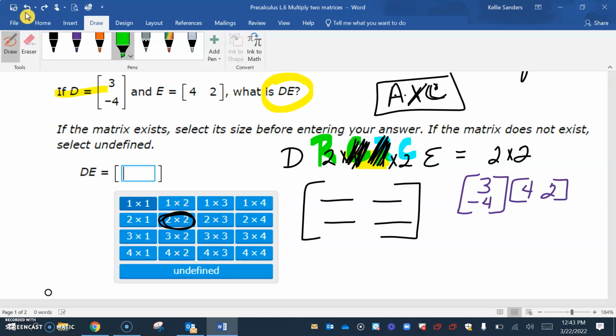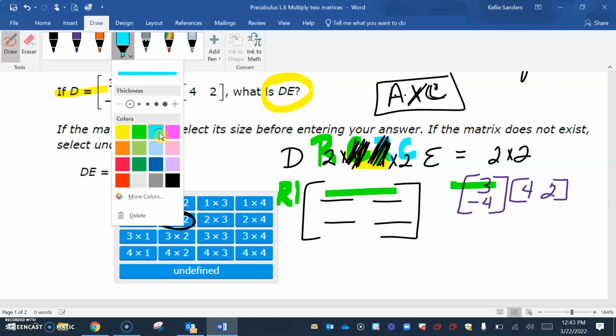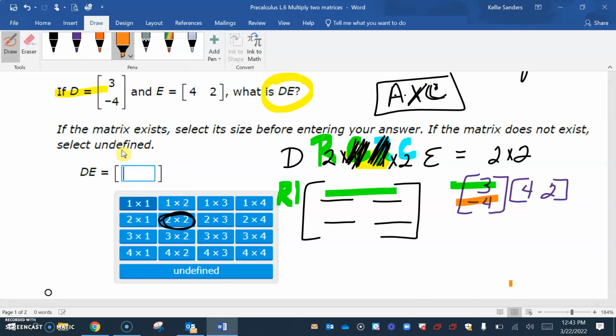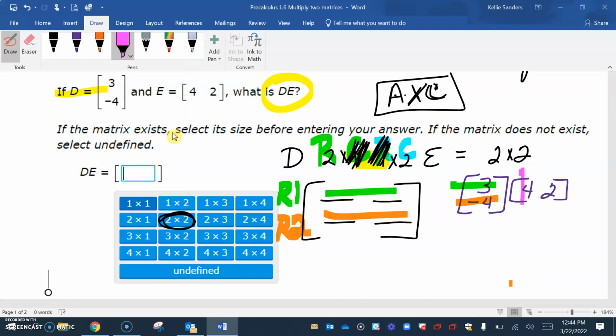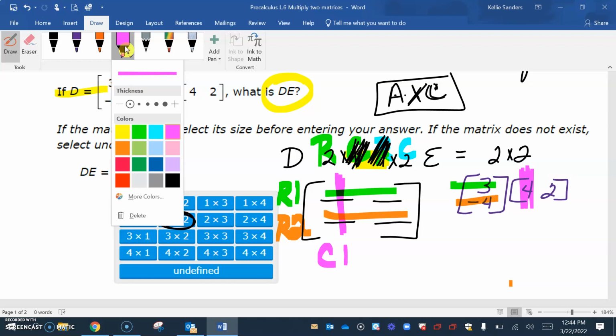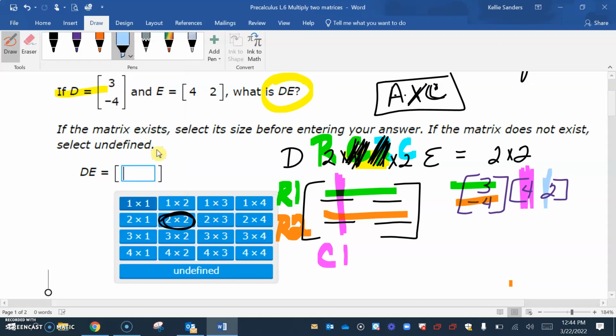Okay, so row 1, row 1, row 2. What I'm doing seems a whole lot harder than what it actually is, okay? And this is column 1. And this is column 2.